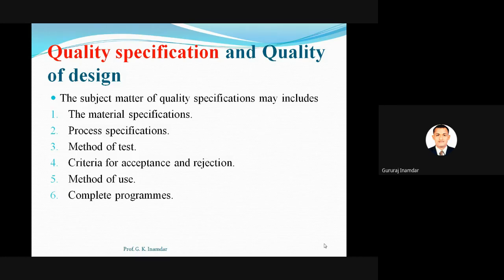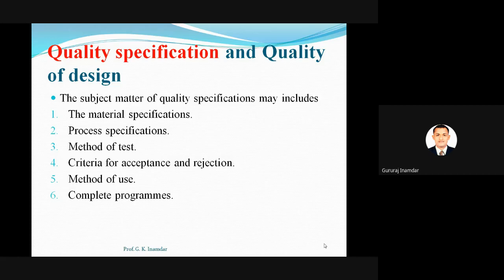The subject matter of the quality specification may include the material specification. What quality of material should we buy? According to the raw material and the machineries, our entire output may depend, or definitely will depend, on the material. So there are different specifications and different standards. Already we have discussed the international standardizations, so we have to consider all the factors of standardization for the material specification while selecting the material.